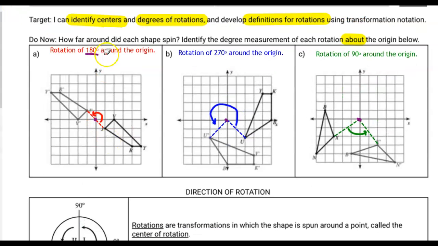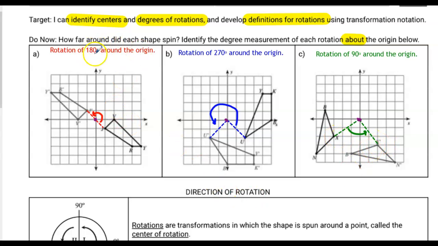All right, as you probably have guessed, these are all rotations. We call this a rotation of 180, this is a rotation of 270, and this is a rotation of 90. In order to get those individual measurements, here's what we do. My trick is I'll pick two corresponding points. And remember, corresponding points are points that are in the same place, but different shapes. So for example, this is point J, that corresponds to point J prime, which is here. This is point U, that corresponds to U prime in this shape. And this is point X, which corresponds to point X prime.